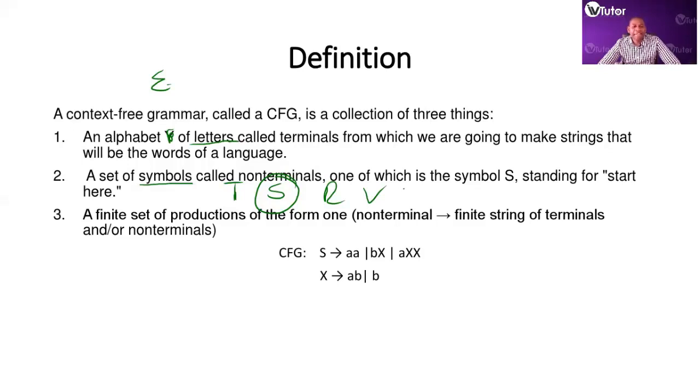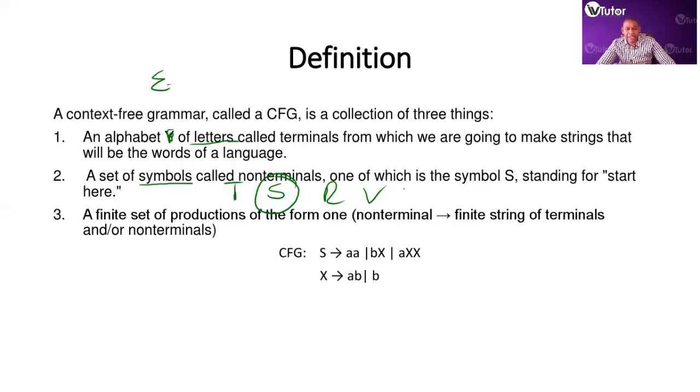So number three, a finite set of productions of the form one non-terminal going to a string of finite terminals and/or non-terminals. Right. So the relationship between the letters and the symbols, or the non-terminals and the terminals, is given by a rule, or a set of rules which are called productions. Productions, in fact, are responsible for generating all the words in a language.